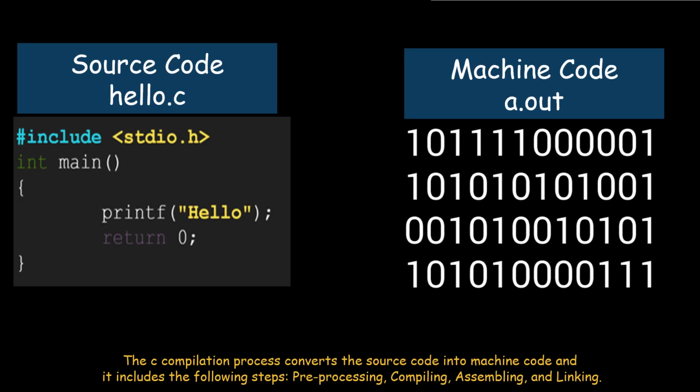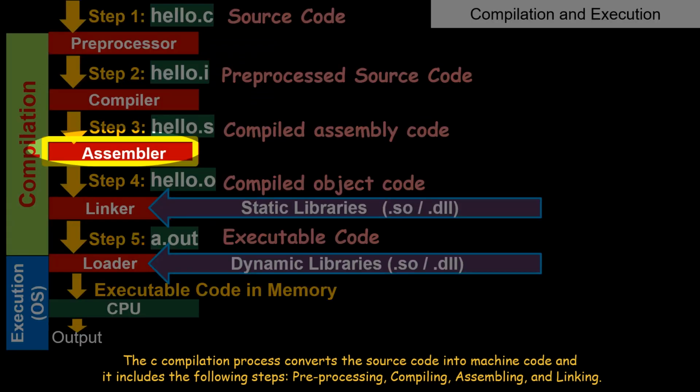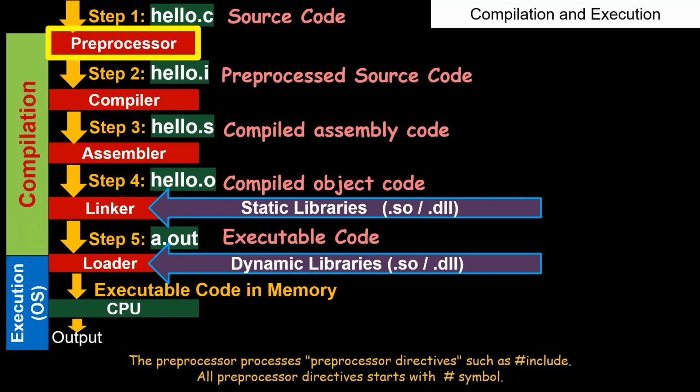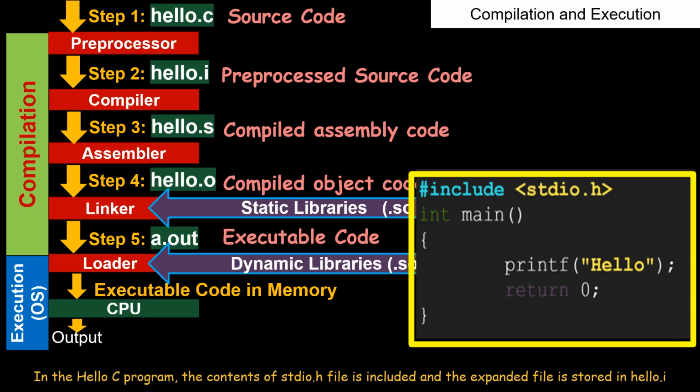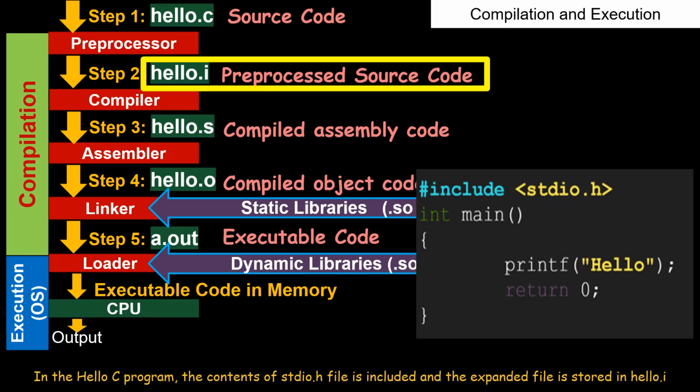The C compilation process converts the source code into machine code, and it includes the following steps: pre-processing, compiling, assembling, and linking. The preprocessor processes preprocessor directives such as #include. All preprocessor directives start with # symbol. In the Hello C program, the contents of stdio.h file is included, and the expanded file is stored in hello.i.